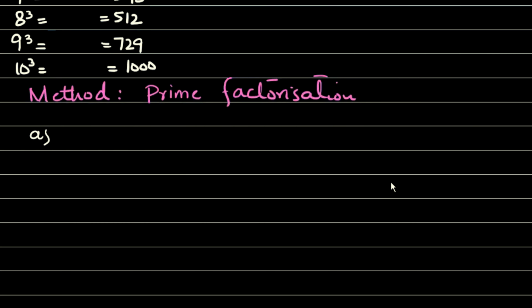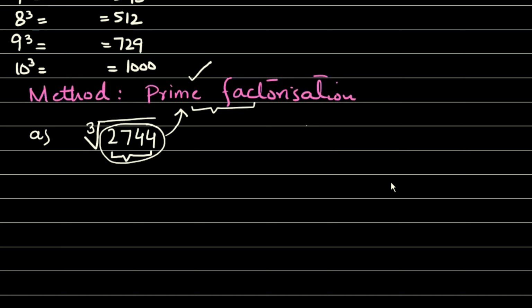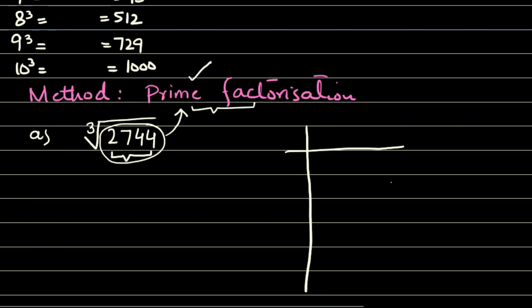Example one. We have to calculate the cube root of 2744. By using the prime factorization method, that number should be factorized first, which means it should be factorized into the product of its prime numbers. Like you already know the ladder method, we have to divide the number like this. Remember one thing: all factors should be prime.